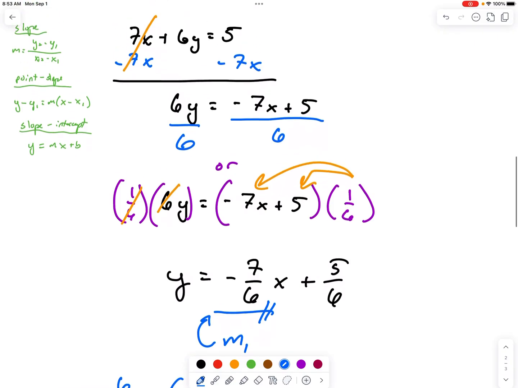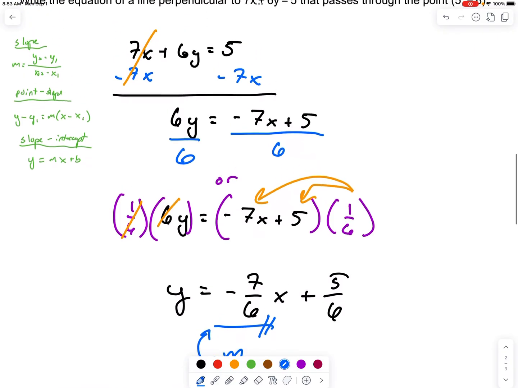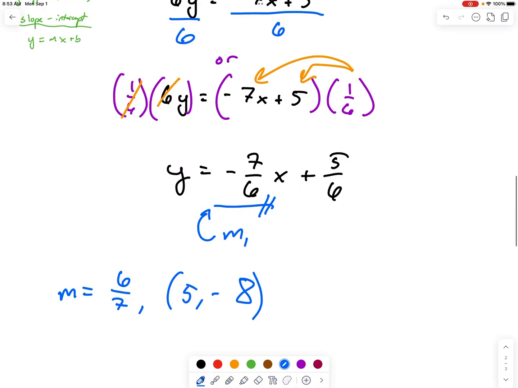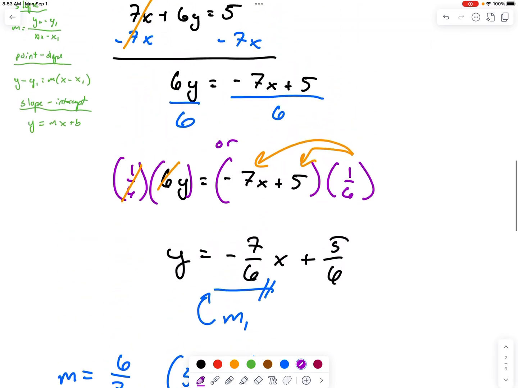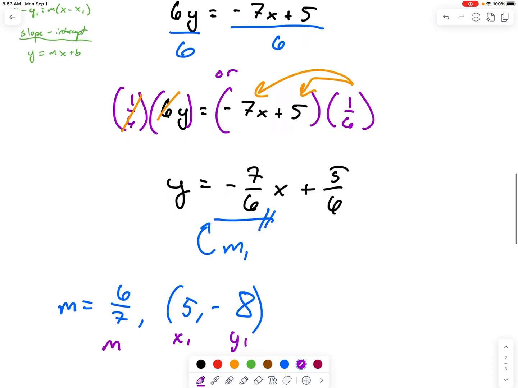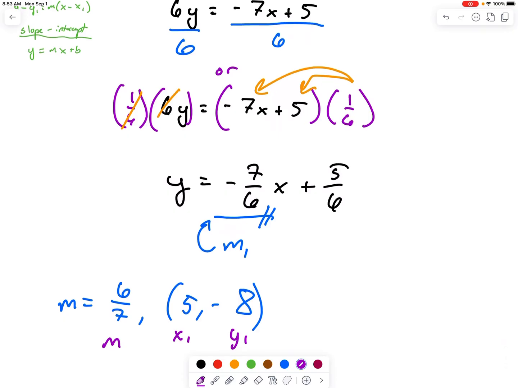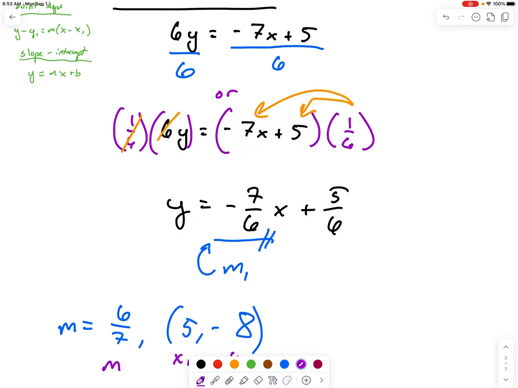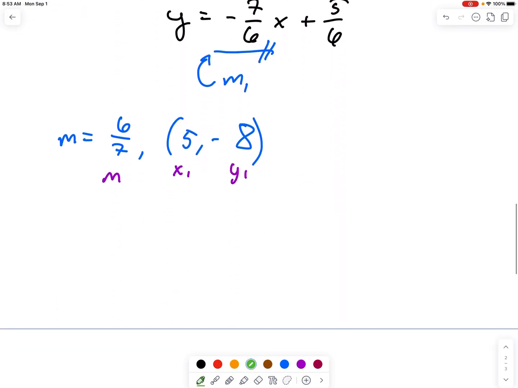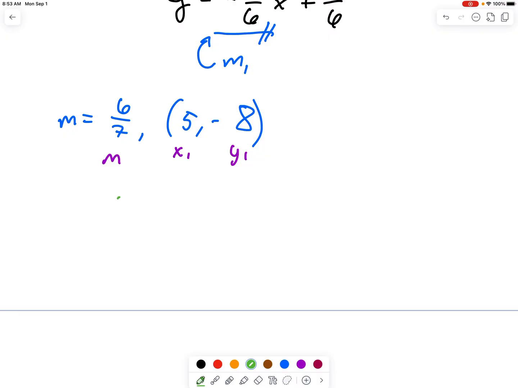Now we probably should use the point slope. This serves as our x1, y1. Let me label it: this is our x1, this is our y1, and this is our slope. I was going to do y equals mx plus b, but let's just do the point slope. Again, point slope: y minus y1 equals m times x minus x1.